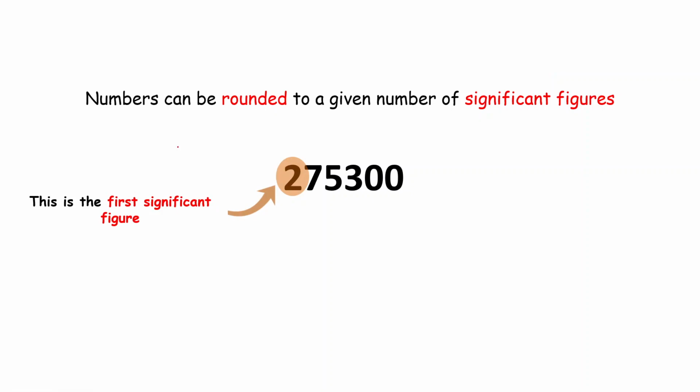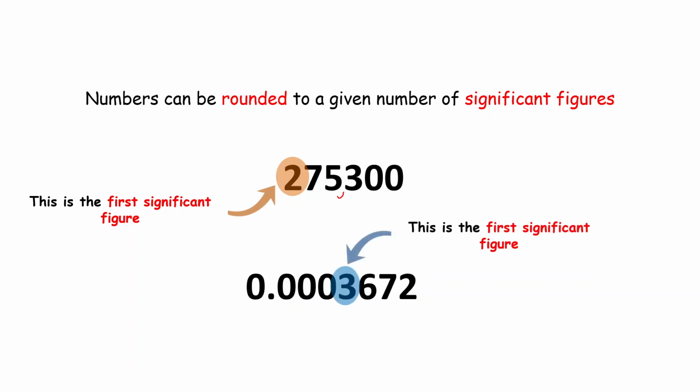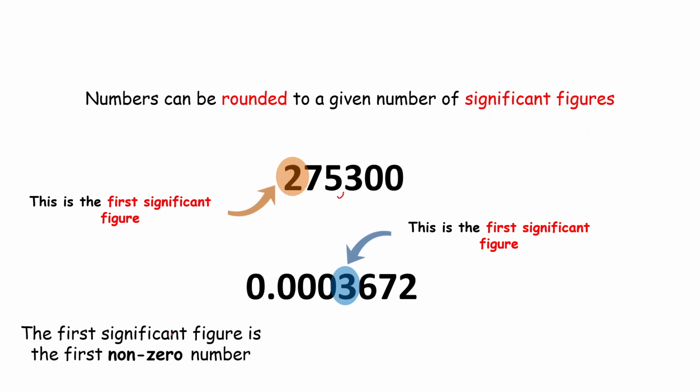So in this number here, where you've got 275,300, the 2 here is the first significant figure. It's basically your first number that isn't a 0. And this number here, you've got 0.0003672. Your first significant figure here, so again we're looking at the first sig fig, is a 3. And it isn't any of these zeros because the first significant figure is the first non-zero number. That just means it is the first number that isn't a 0.